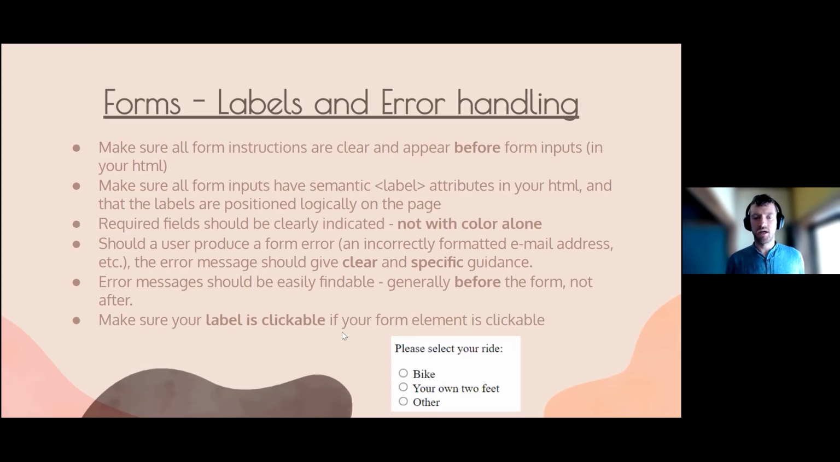So for instance, we often have radio forms like this, and these little radio buttons can be a little bit tricky for people who have trouble with fine motor movements. It can be really tricky to click on it. You can make bike clickable as well to make it much more accessible, so that if you want to click on this bike radio, you can click on bike. If you want to click on the your own 2 feet radio, you can click on the words your own 2 feet.